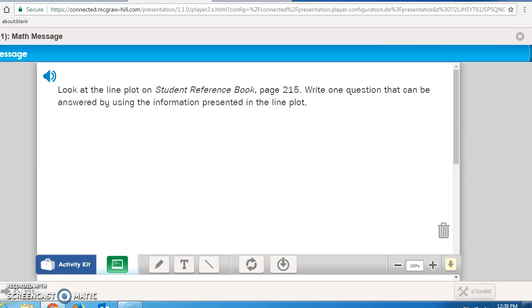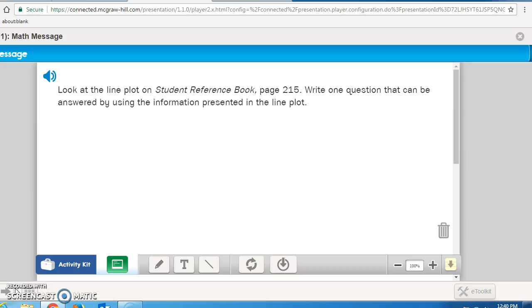I want you to pause the recording and go get your student reference book. Once you have your student reference book in your hand, please turn it to page 215. I want you to think of one question that can be answered by using the information presented in the line plot.